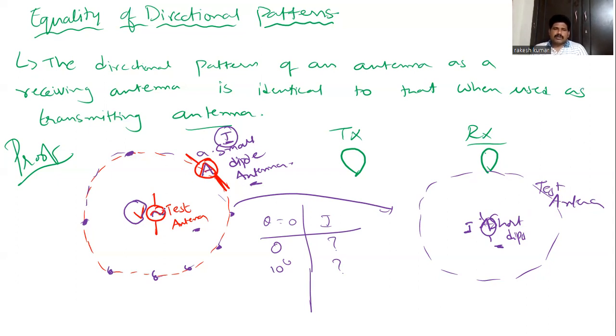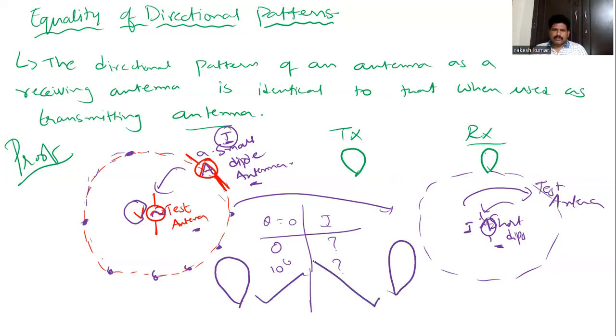So the test antenna is there. Here the small dipole will rotate. Next we will interchange this. We will bring the short dipole here and the test antenna here, and the same thing will rotate. Whatever radiation pattern happens for this, we'll also get the same radiation pattern for this. Hence, we can prove that the radiation pattern of the transmitting antenna is the same as the directional pattern of the receiving antenna. So this is our first antenna theorem.